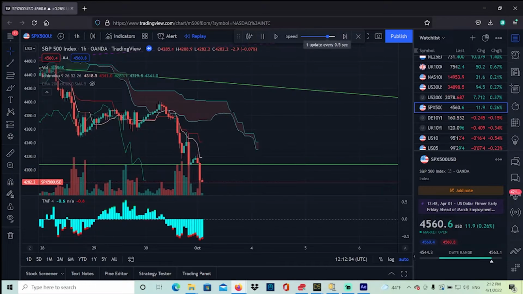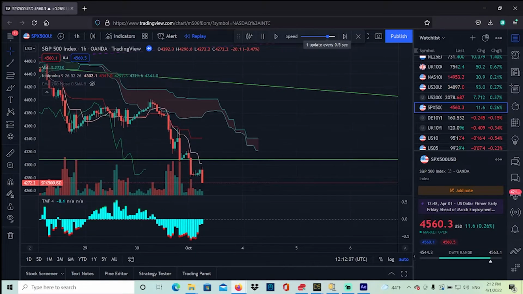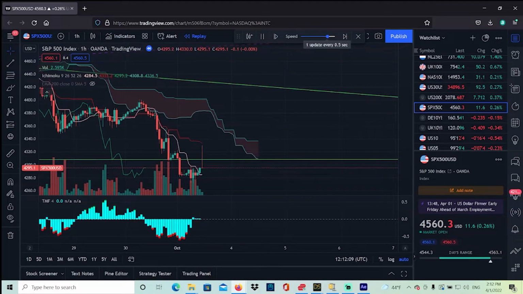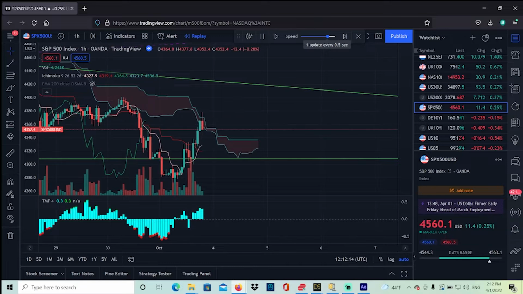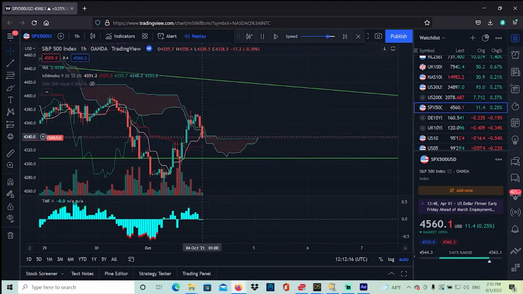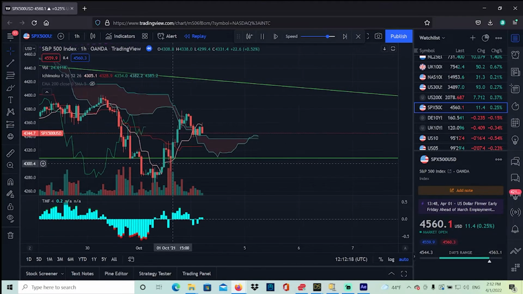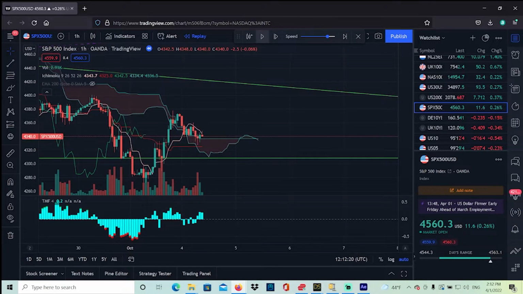So here we go. We're looking at 1 hour every half a second. So at that rate, we ought to be finished in about, let's say, 10-15 minutes. So here we go. Let's pause it so we can dissect that a little bit. We have a break of the conversion line across the baseline here. Very nice. We also have the Twigs money flow giving us a signal that this is confirmed.